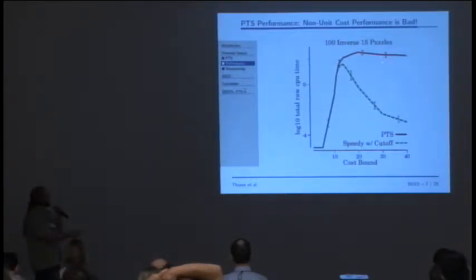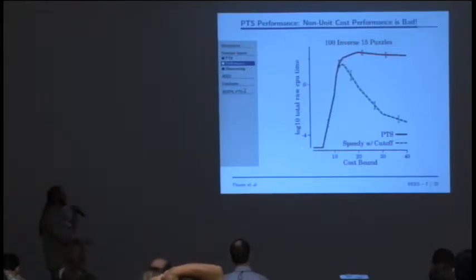So the red line is potential search, and this green dotted line is speedy search with a cutoff. It's a pretty simple baseline. You run greedy search on the number of actions you estimate exist within a plan, and then if you ever incur cost greater than C, you just prune that away because it can't lead to a solution.